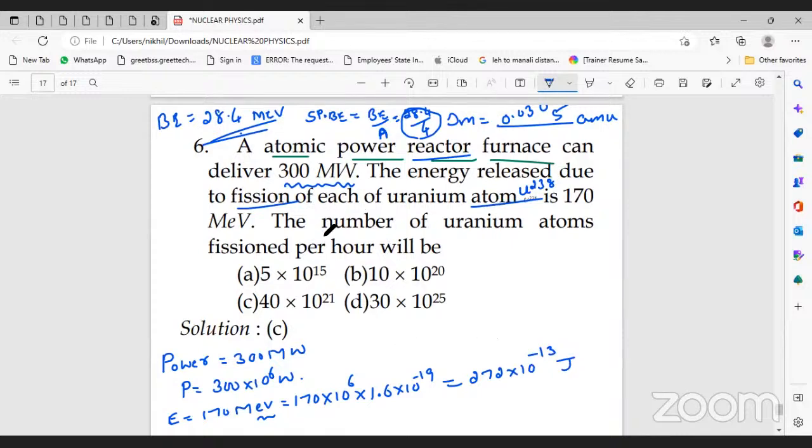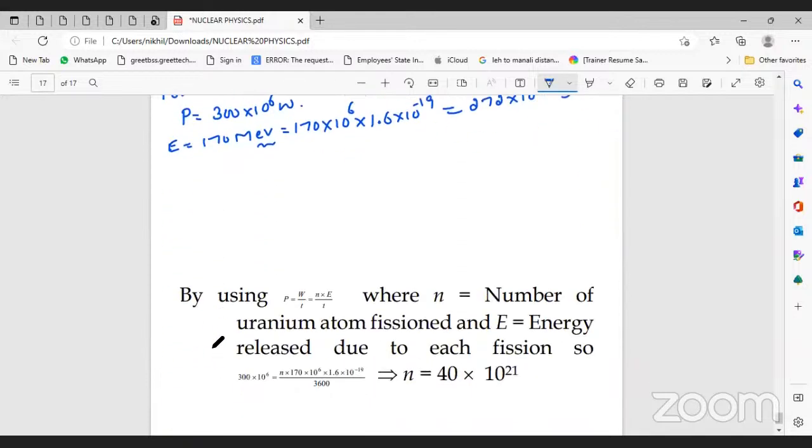Now they are asking you to find the number of uranium atoms fissioned per hour. So what is the time they have given? Per hour. For 1 hour they are expecting. Just note down here.